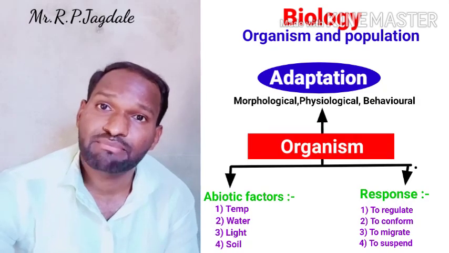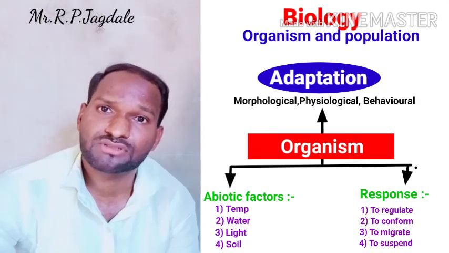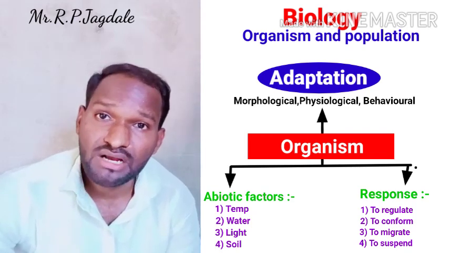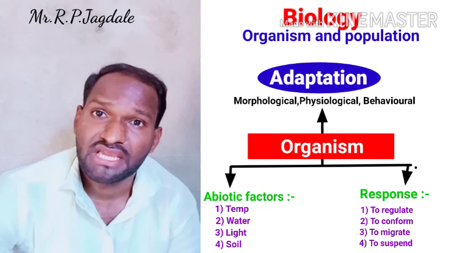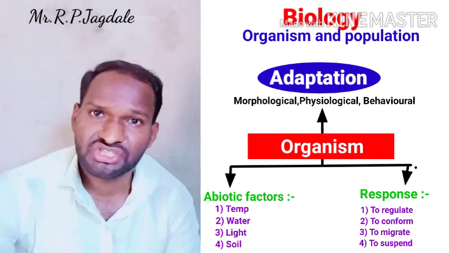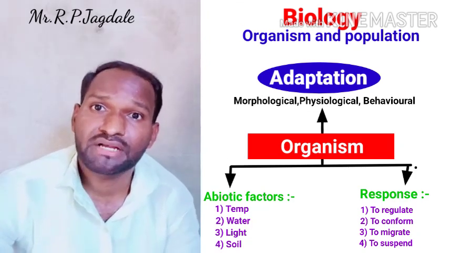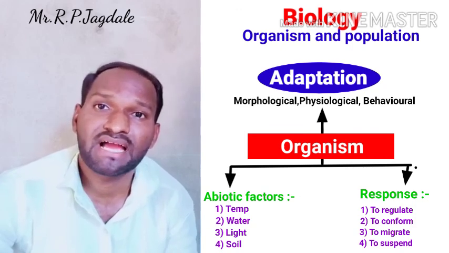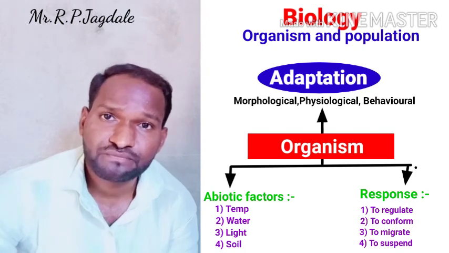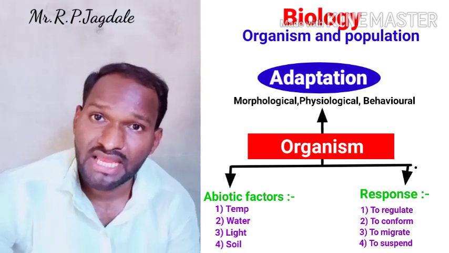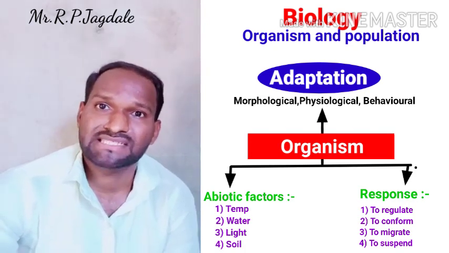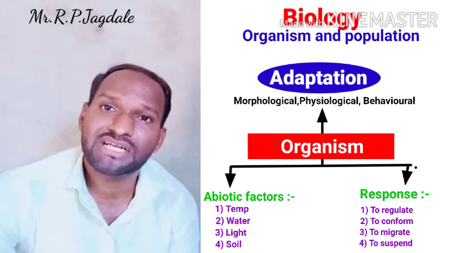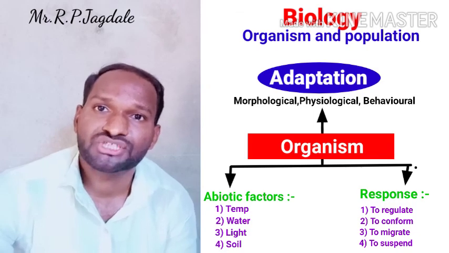And by those adaptations, all the organisms, all the animals, plants and microorganisms, are able to survive in any of the extreme conditions, and to cope with the various abiotic factors and the problems regarding those abiotic factors. By that way, half of this lesson is completed. From the next lecture, we are going to study the population attributes.